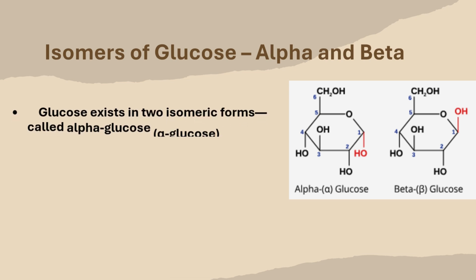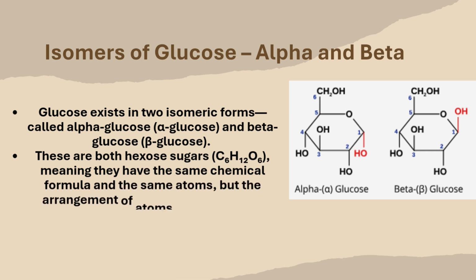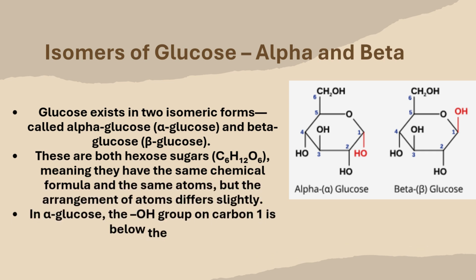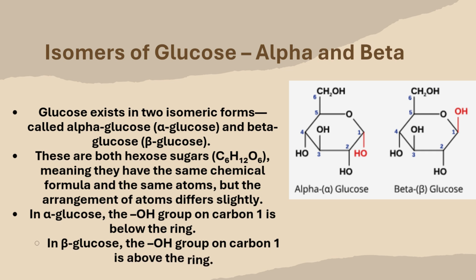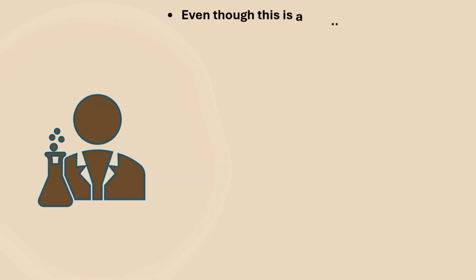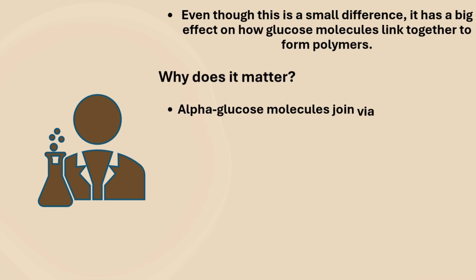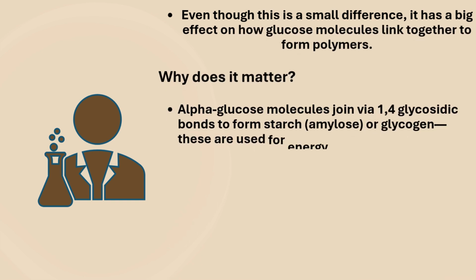Glucose exists in 2 isomeric forms, called alpha-glucose and beta-glucose. These are both hexose sugars, meaning they have the same chemical formula and the same atoms, but the arrangement of atoms differs slightly. In alpha-glucose, the OH group on carbon 1 is below the ring. In beta-glucose, the OH group on carbon 1 is above the ring. Even though this is a small difference, it has a big effect on how glucose molecules link together to form polymers.